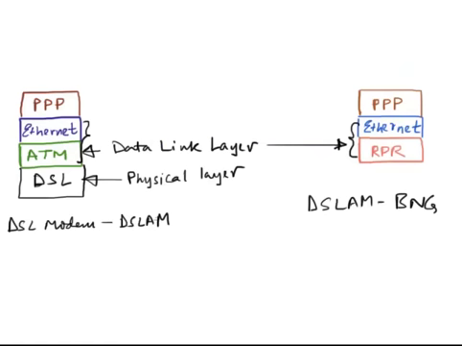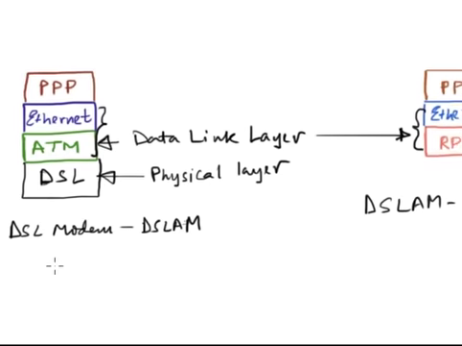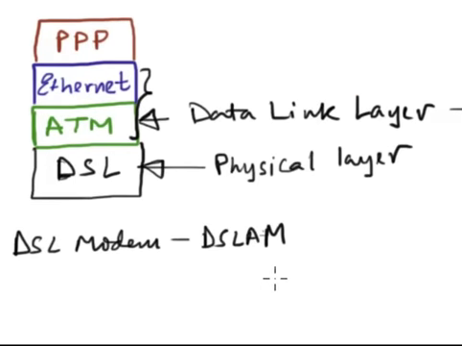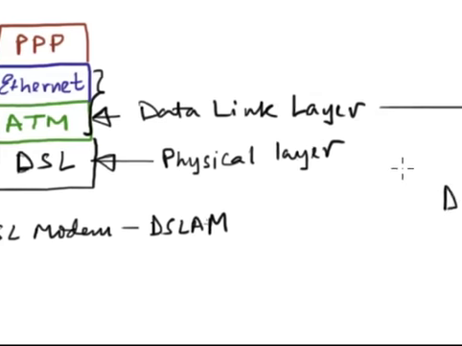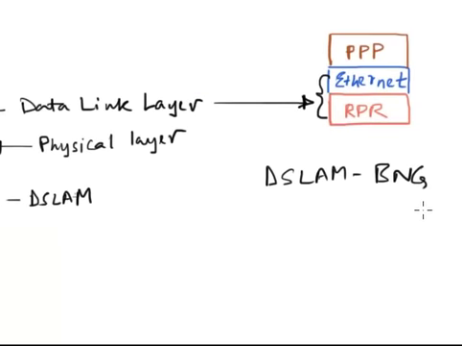That apart, what we have discussed so far in our example network is a protocol stack. If we map this stack to the OSI 7-layer protocol stack, for the link between DSL modem and DSLAM, DSL is at the physical layer and ATM and Ethernet at the data link layer. For that between the DSLAM and BNG, resilient packet ring or RPR and Ethernet are at the data link layer.